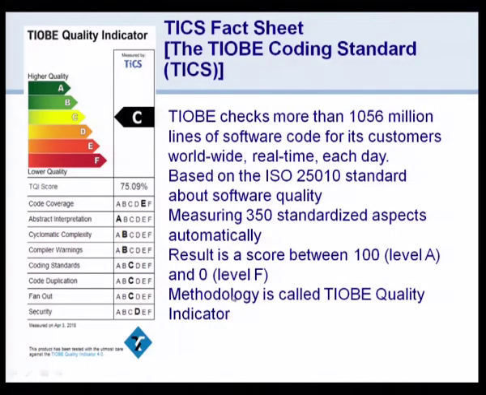TIOBE is a fact sheet. This is how it is. A is maximum 100%, F is 0, and based on what is called the coding standard, whichever language you give, millions, 1056 million lines of code. On the sheer number of lines of code, nothing to beat this method, TIOBE.